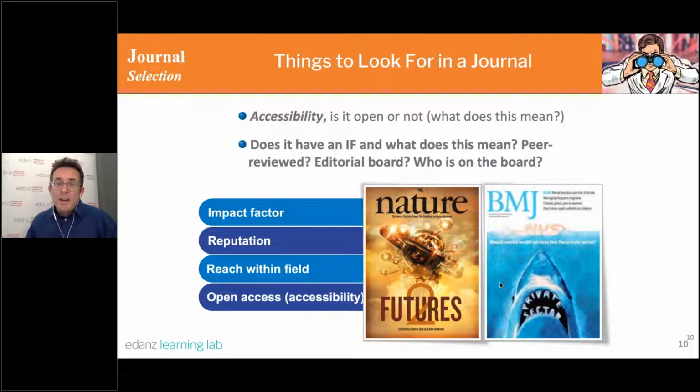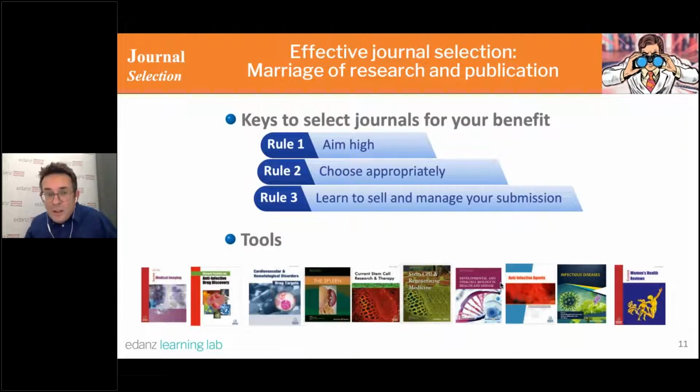Authors think about impact. Of course they do. They think about reputation. They think about reach within a field, and they think about whether their publications will be open access or not, accessibility. So impact, reputation, reach within your field, and open access are key considerations for authors when deciding which journal to pick.